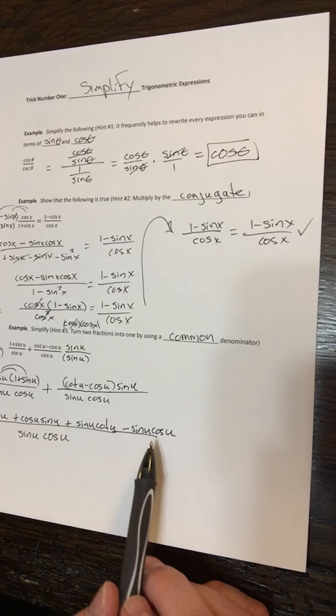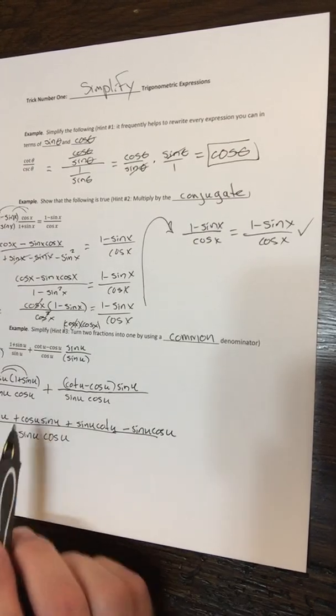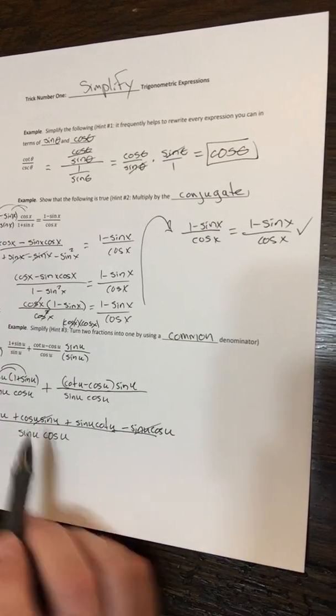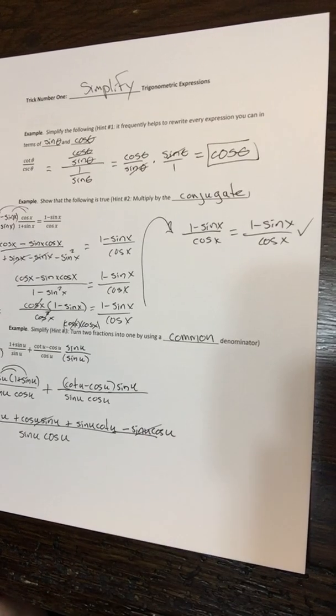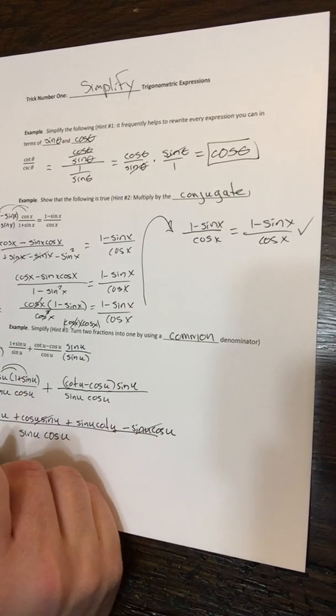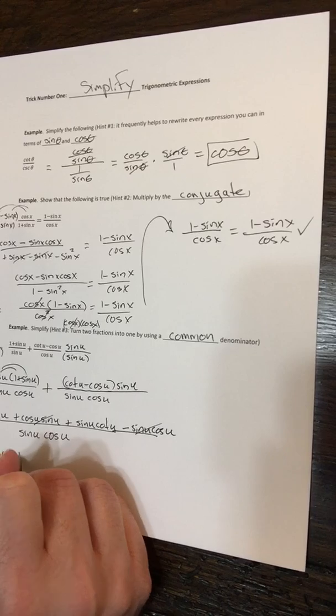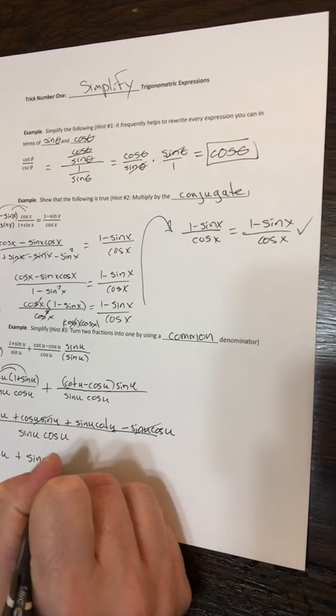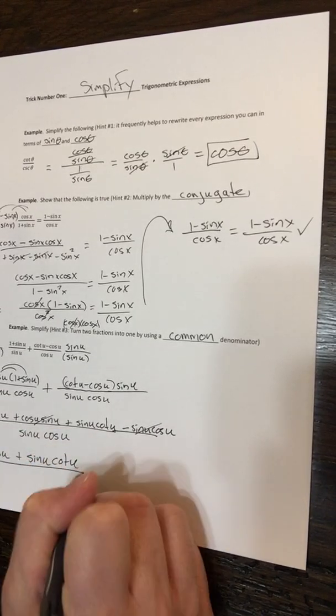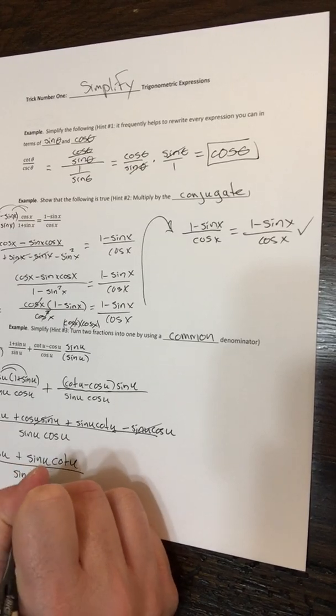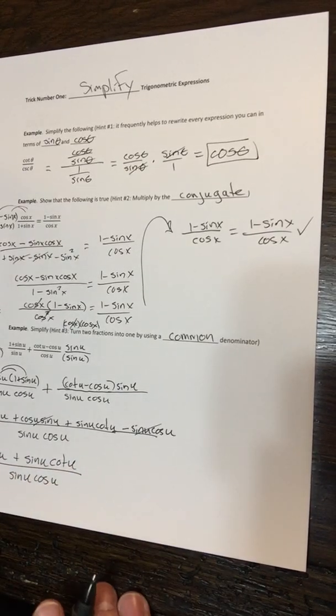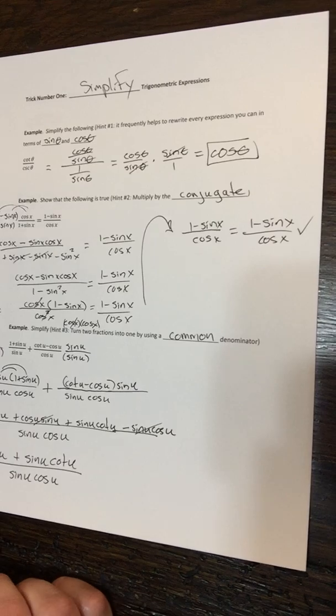Okay, so let's see if we notice anything. That's cosine times sine. That's also cosine times sine. These actually cancel. That's like 4 minus 4, right? And so now I have the cosine of u plus the sine of u cotangent of u over the sine of u cosine of u. Those don't cancel because of this plus. Don't fall for that. Do not fall for that.